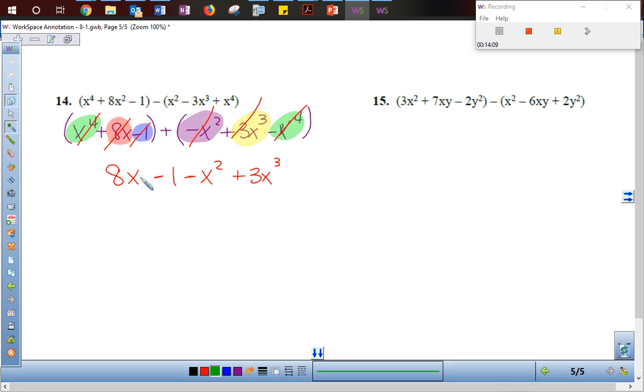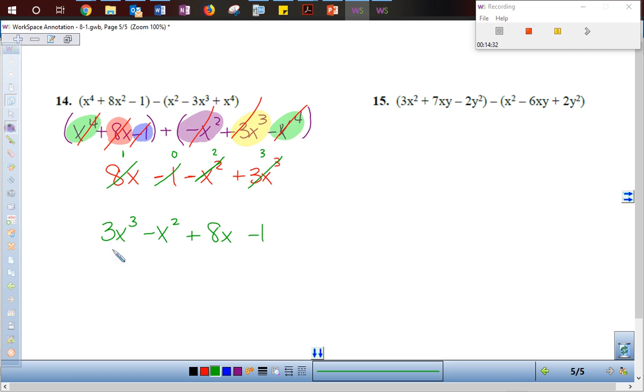I need to rewrite it in order from highest degree to lowest degree. So this has a degree of 1, 0, 2, and 3. So this guy needs to go first, this guy needs to go second, this guy will go third, and I'll be left with my constant going last. 3x to the 3rd minus x squared plus 8x minus 1.